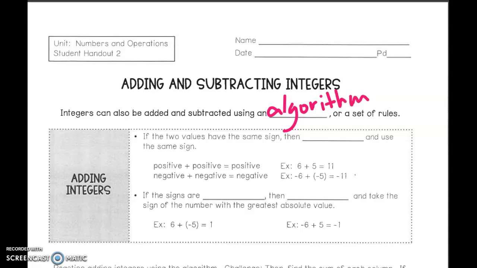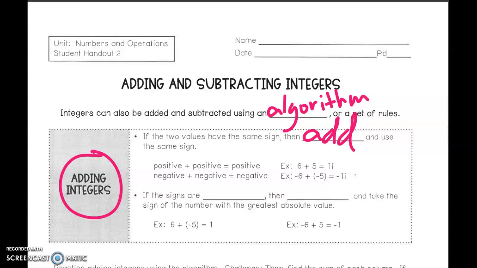That's not very important to know, but basically it's just a set of rules. When we're adding integers, we go by this set of rules. If two values have the same sign, then all we do is add and use that same sign. An example of that: 6 plus 5. They're both positive, so we add the two numbers and they remain positive. 6 plus 5 is 11, and it remains positive.